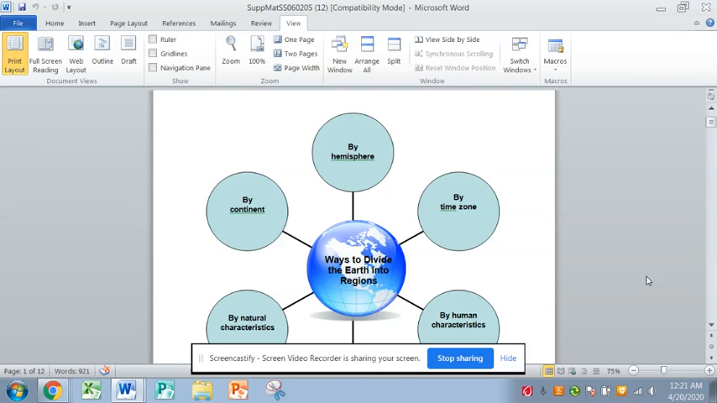We are going to talk about ways to divide the earth into regions. If you remember back to the first unit, we talked about Mr. Help, and the R for Mr. Help is region, and that is a way to divide a place into a smaller area with things that they have in common. So we are going to talk about ways to divide the earth into regions for this lesson.